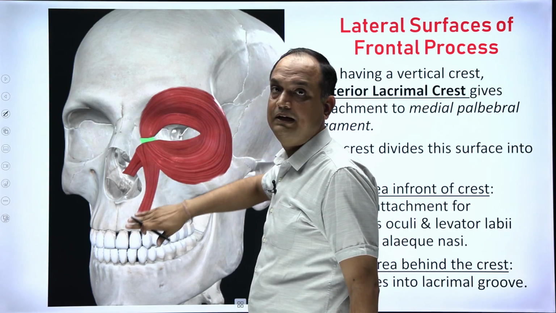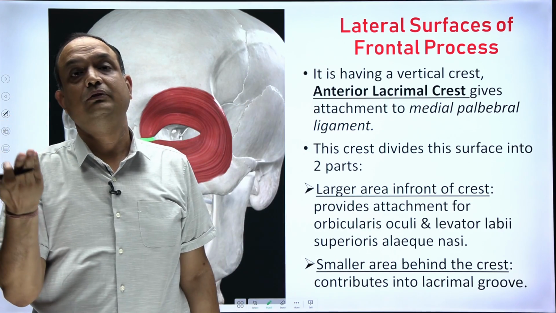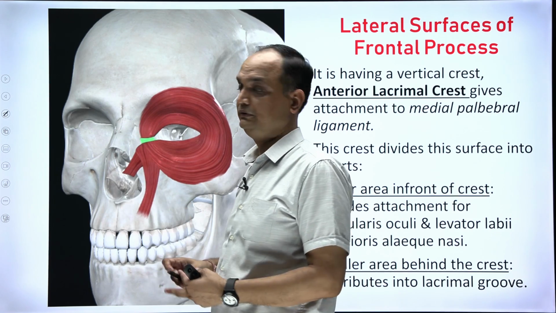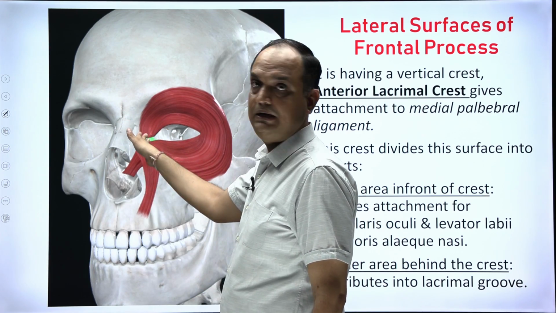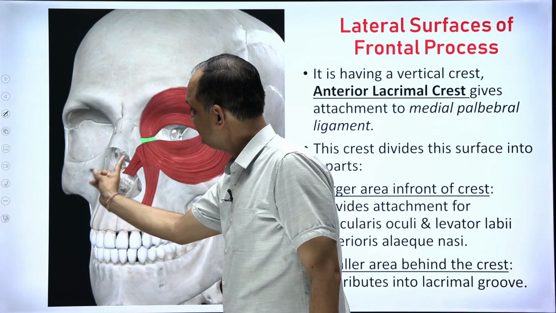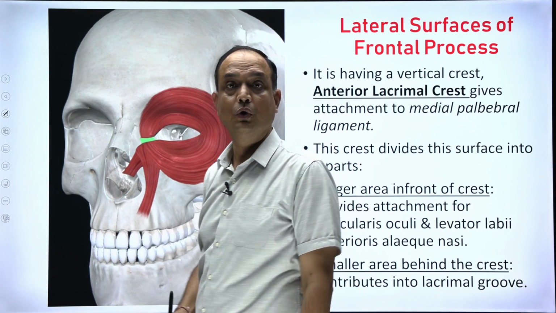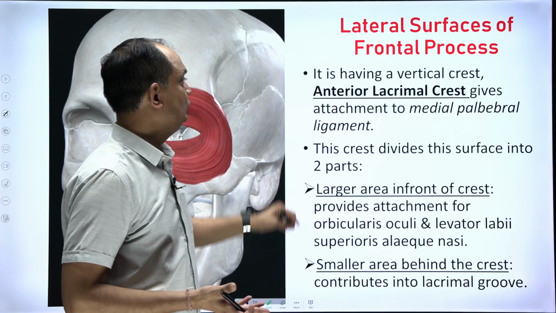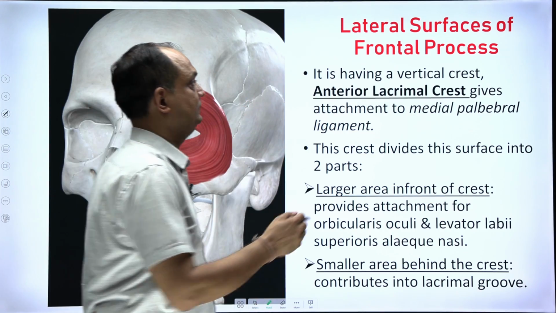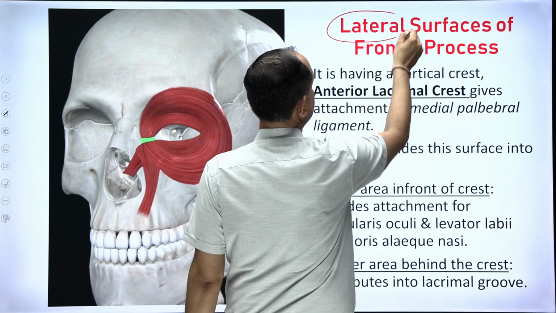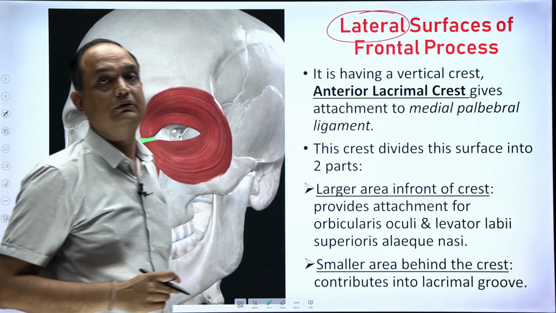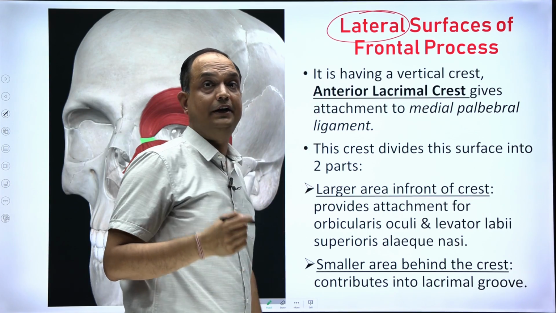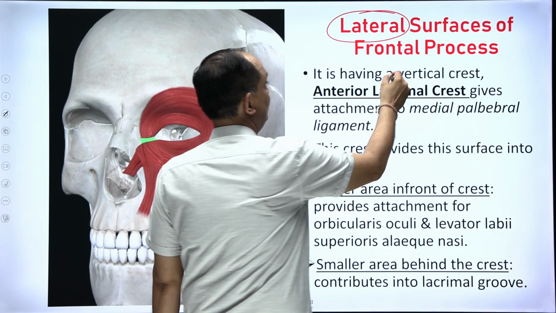Now when you see the surfaces of the frontal process, this is the one surface which is on the outer side, and there is another surface which is facing towards the nose, that is the inner surface of the process. So this surface is visible here, and the other surface which is visible from the inner side of the nose is the medial surface of the frontal process. So first we will discuss the outer surface, or you can say the lateral surface, of the frontal process of the maxilla. Now this surface is divided into two parts by a vertical crest.